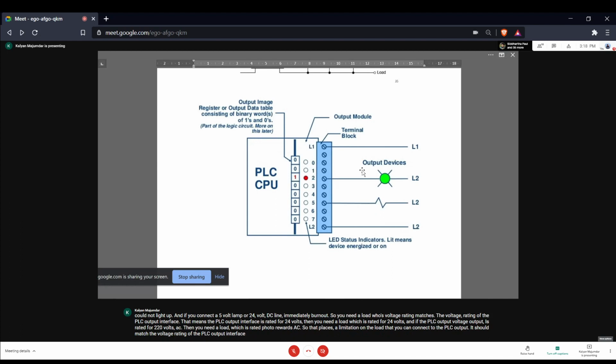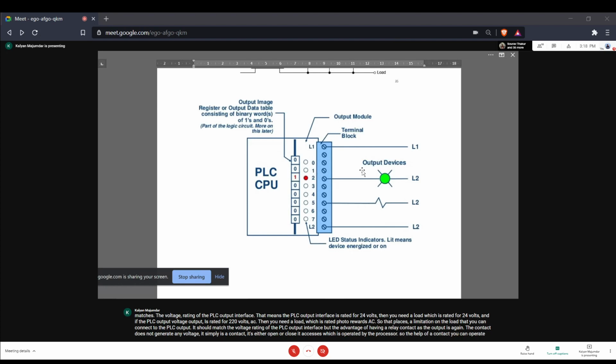But the advantage of having a relay contact as the output is, again, the contact does not generate any voltage. It simply is a contact. It's either open or closed. It acts as a switch which is operated by the processor. So with the help of a contact, you can operate a load of 5 volts. You can operate a load which is rated at 100 volts. You can operate a load that is rated at any voltage, because all you do is you take an appropriate supply voltage, connect your load in series, and connect the relay contact so that when the contact closes, your load is energized.